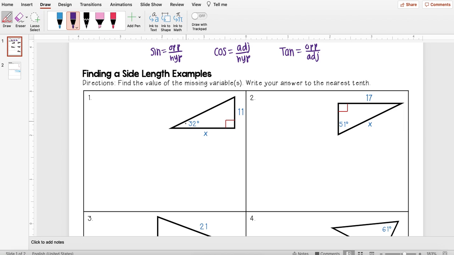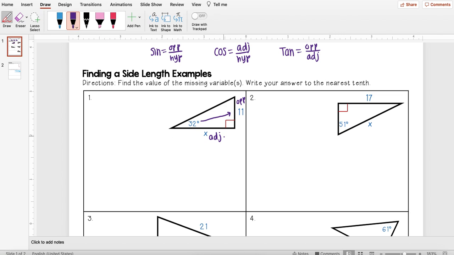So I have an angle here, 32 degrees, and I see I have the side opposite of it. And so I know that my 11 is my opposite side. And then I have this side x. And so that's either going to be my hypotenuse or my adjacent. Well, I know my hypotenuse is the side opposite of my right angle. And I see that is not x. So that means that this is my adjacent side.